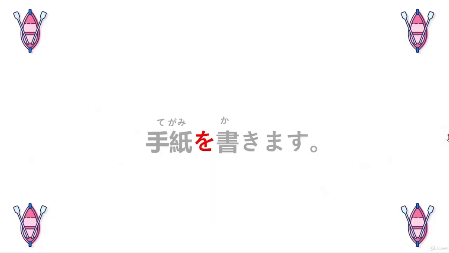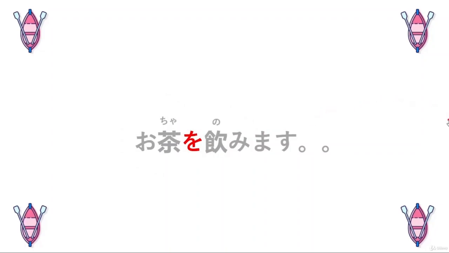Let's take a look. Tegami o kakimasu. Kakimasu, will write. What will I write? I will write a letter. Tegami. So in between the noun and the verb, we need o to know what we will do with the object. Okay?